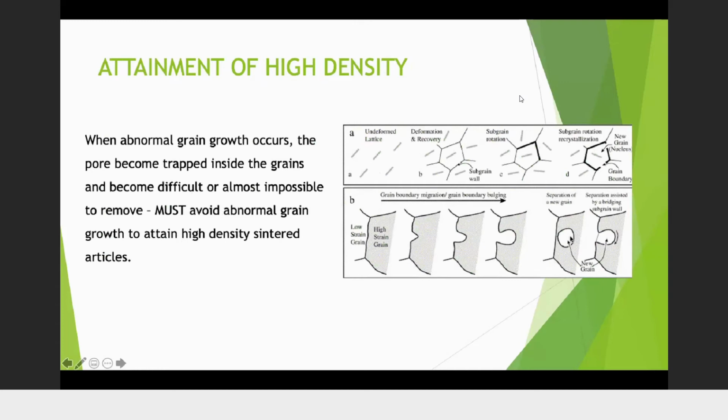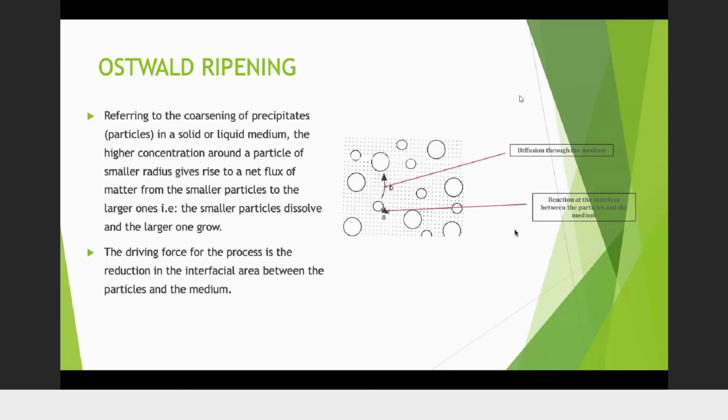So referring to the coarsening of precipitates in a solid or liquid medium, the higher concentration around a particle of smaller radius gives rise to a net flux of matter from the smaller particle to the larger one. This is the Ostwald ripening process, right? You have the smaller particles, and these will dissolve and be redeposited on the bigger particles. So the driving force for the process is the reduction in the interfacial area between the particles and the medium.